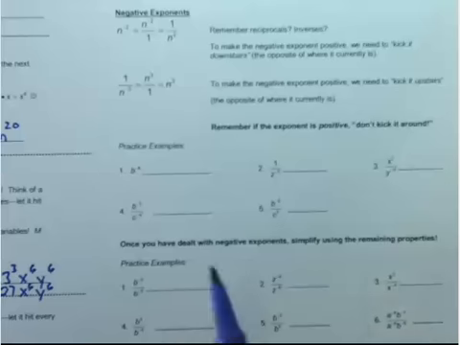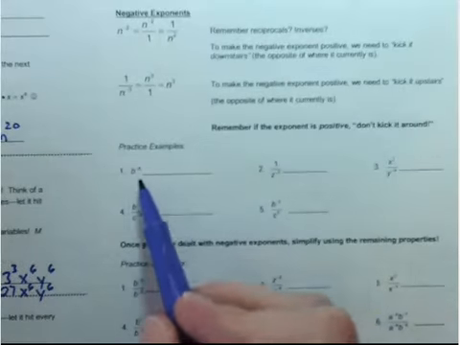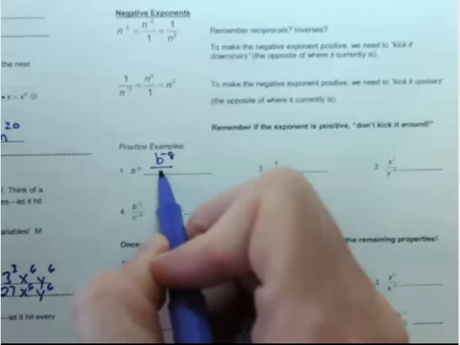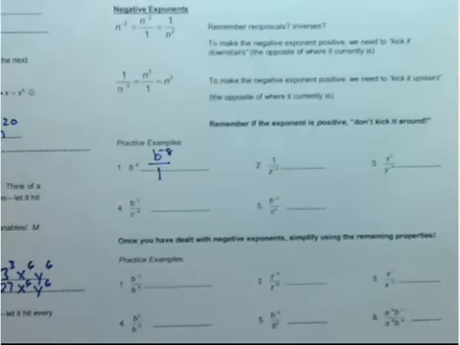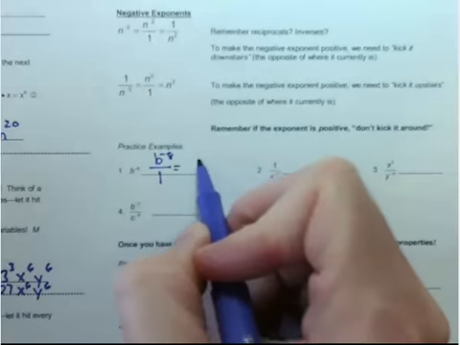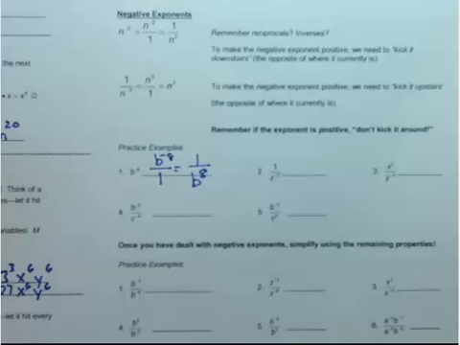So some practice examples. Here I have b to the -8 power. So if I rewrite this as b to the -8 over 1, I can kind of see it now as a fraction. So in order to get rid of that negative, I'm simply going to flip it, and I have 1 over b to the 8th power.